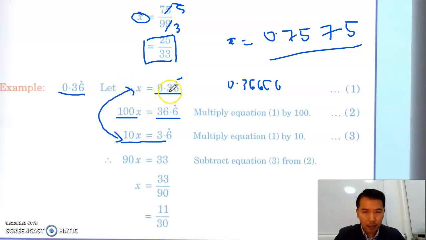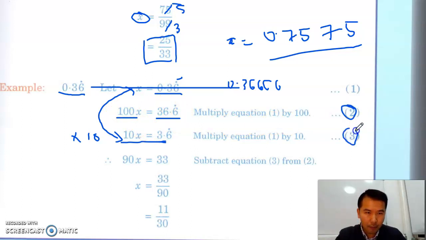This represents this one, 3.6. How do you get 3.6? You just times by 10. You times by 10 to get this. Okay, so we don't need this anymore. We don't need that anymore. Okay, so we are only interested in this one and this one now.